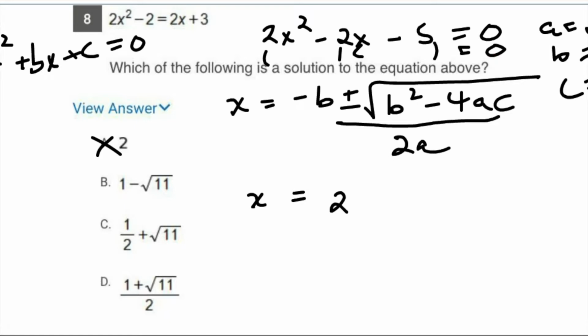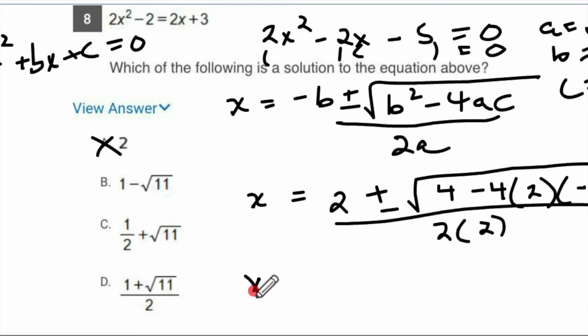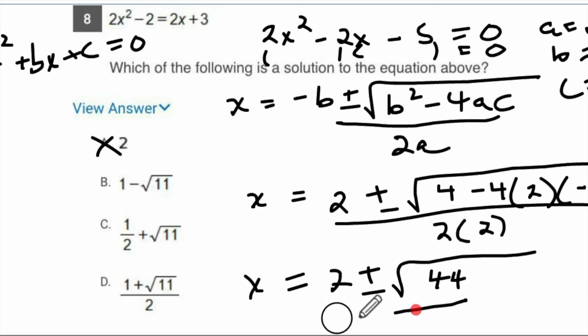So the opposite of negative 2 is positive 2, plus or minus the square root of negative 2 squared, which would be 4, minus 4 times a times c, all over 2 times a. And we don't have a calculator in this section, but I think you can do it. Plus or minus 4, and this would be 40. So it'd be 4 plus 40, and that would give you 44 over 4. Now you'll notice that's not an answer here. That means you have to simplify even further.